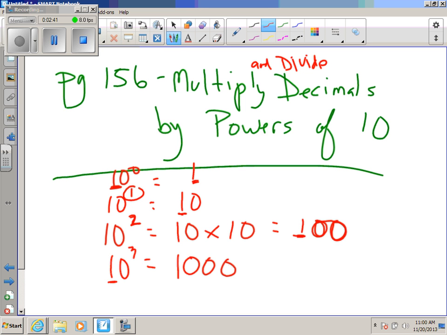10 to the third means I have a 1 with how many zeros? 3. That's how you can read it pretty quickly. Can the 3 go higher than 10? Yeah. That means you'd have a 1 with how many zeros? 11. Possible.